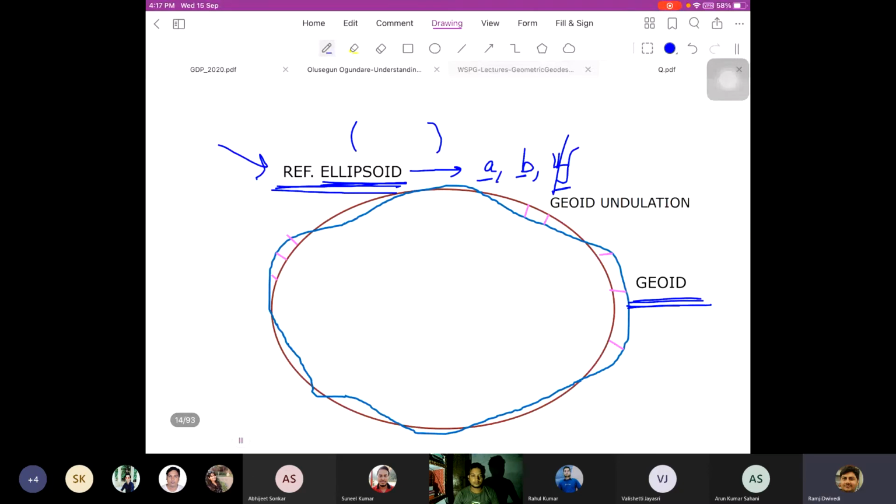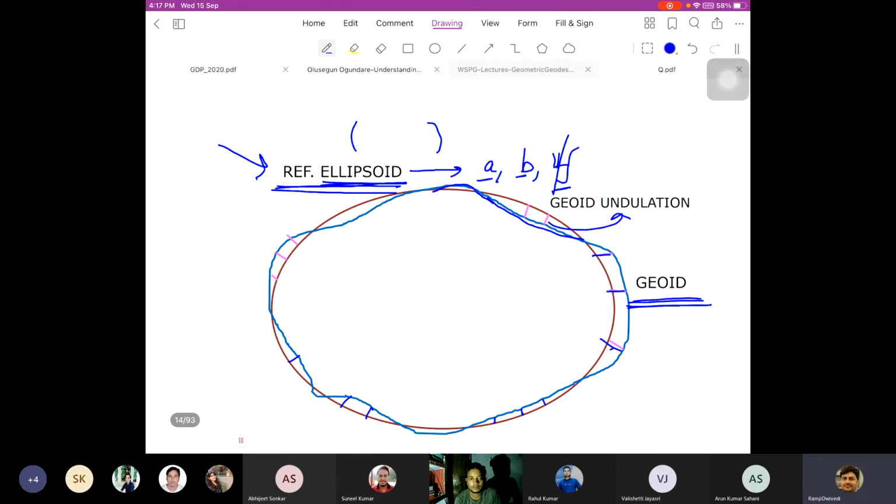Okay, considering this, what is the difference between these two figures, that is geoid and reference ellipsoid? The reference ellipsoid is a mathematical figure, and the geoid is an irregular surface. Sometimes the geoid will come above the reference ellipsoid, and at some places it will go below the reference ellipsoid. So we can have normals to the so-called ellipsoid surface to get this geoidal undulation.